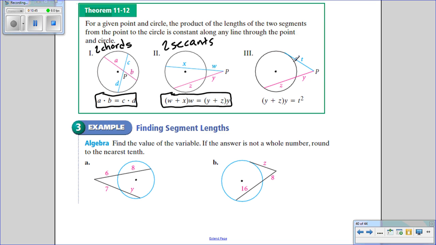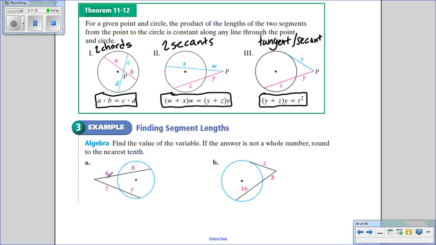Case 3, we have a tangent and a secant. So it's important to know these terms. Now this one, the secant part is the same, so we're going to add the two parts, y plus z, and then times it by the outer part. The tangent portion on the other side of the equation is just that tangent length squared. Okay, so let's try a couple of examples.